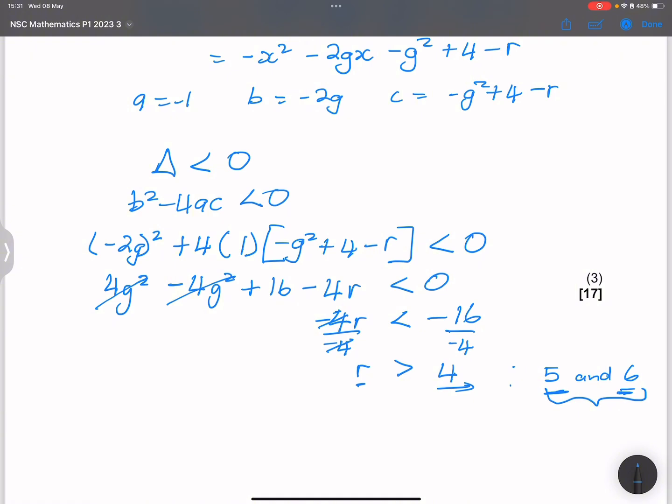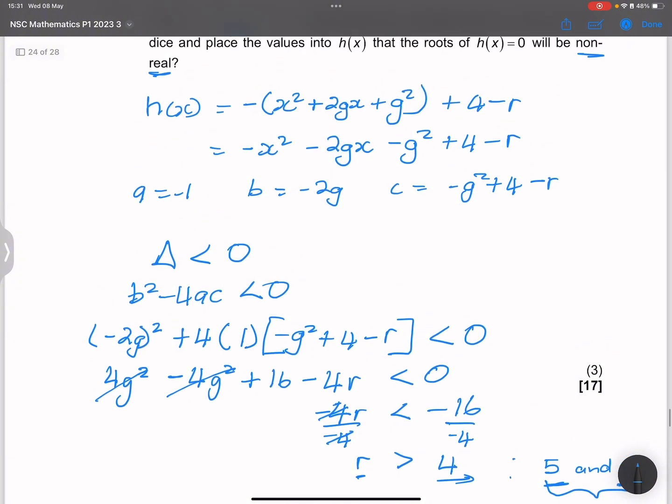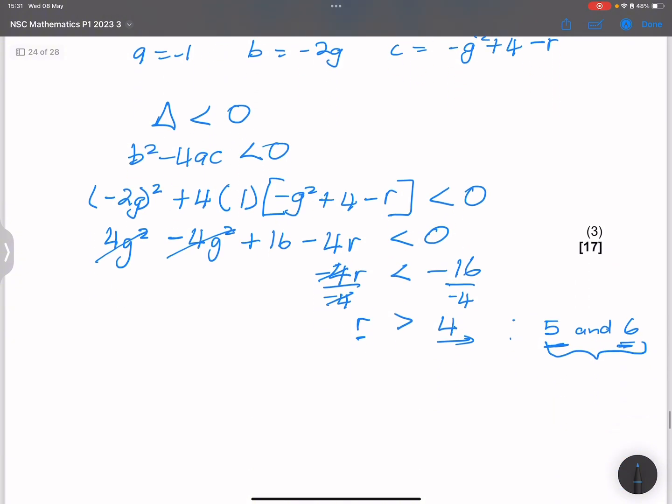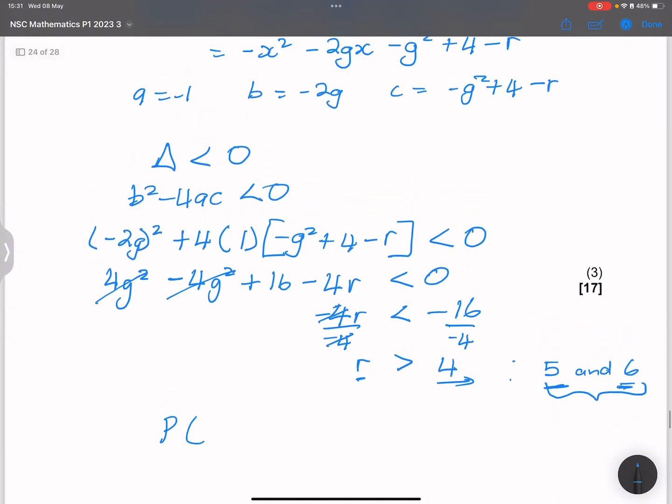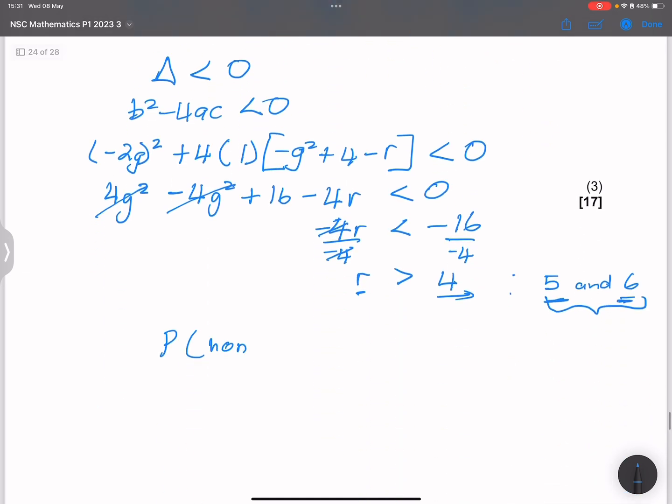So it can be 1, 2, 3, and 4, but it cannot be 5 and 6, right, if we are to have real roots. So in this case, our probability for having non-real roots, okay, will be, if we've got 5 and 6, 2 possible outcomes out of the 6. And so that will be, in this case, 1 over 3. Right, I hope that makes sense, guys.